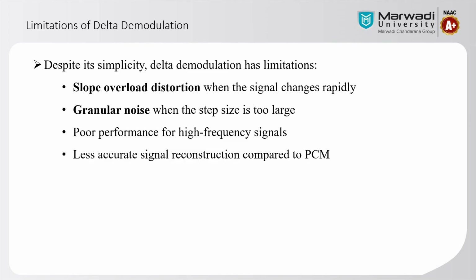Limitations of delta demodulation. Despite its advantages, delta demodulation has some limitations. Slope overload occurs when the input signal changes rapidly. It performs poorly for high frequency signals. The reconstructed signal is less accurate compared to methods like PCM. This limitation reduces the performance in high quality audio systems.